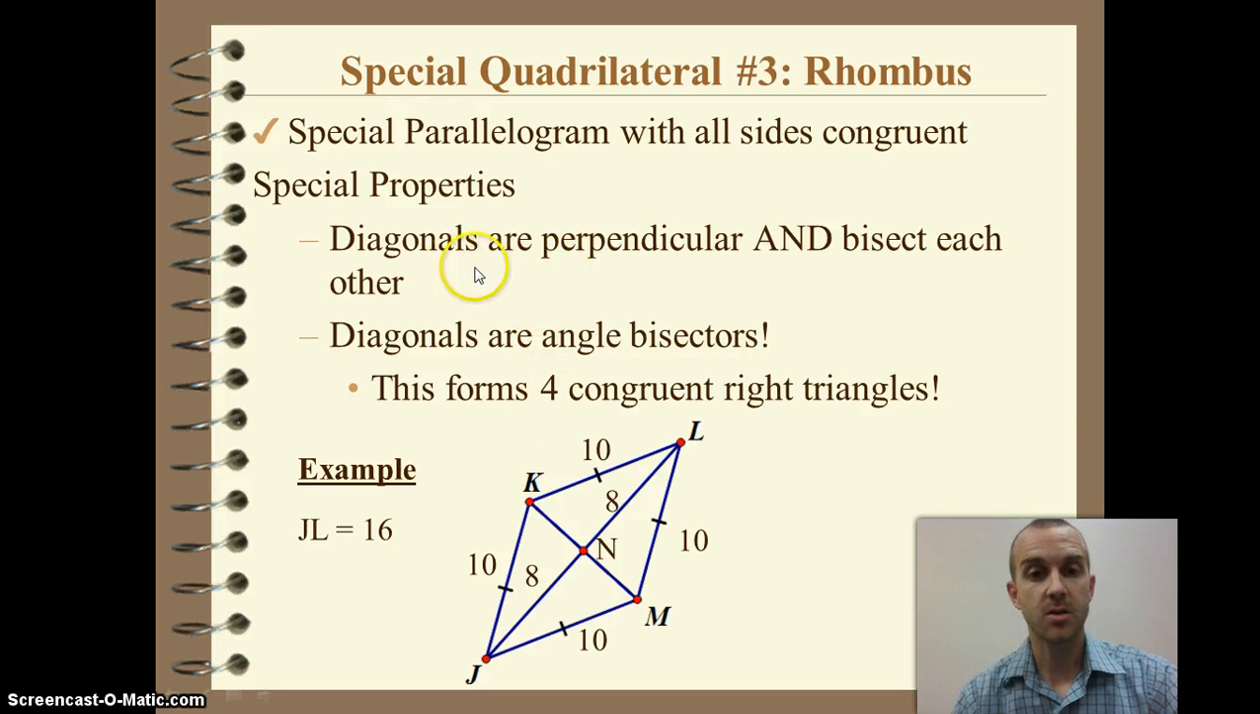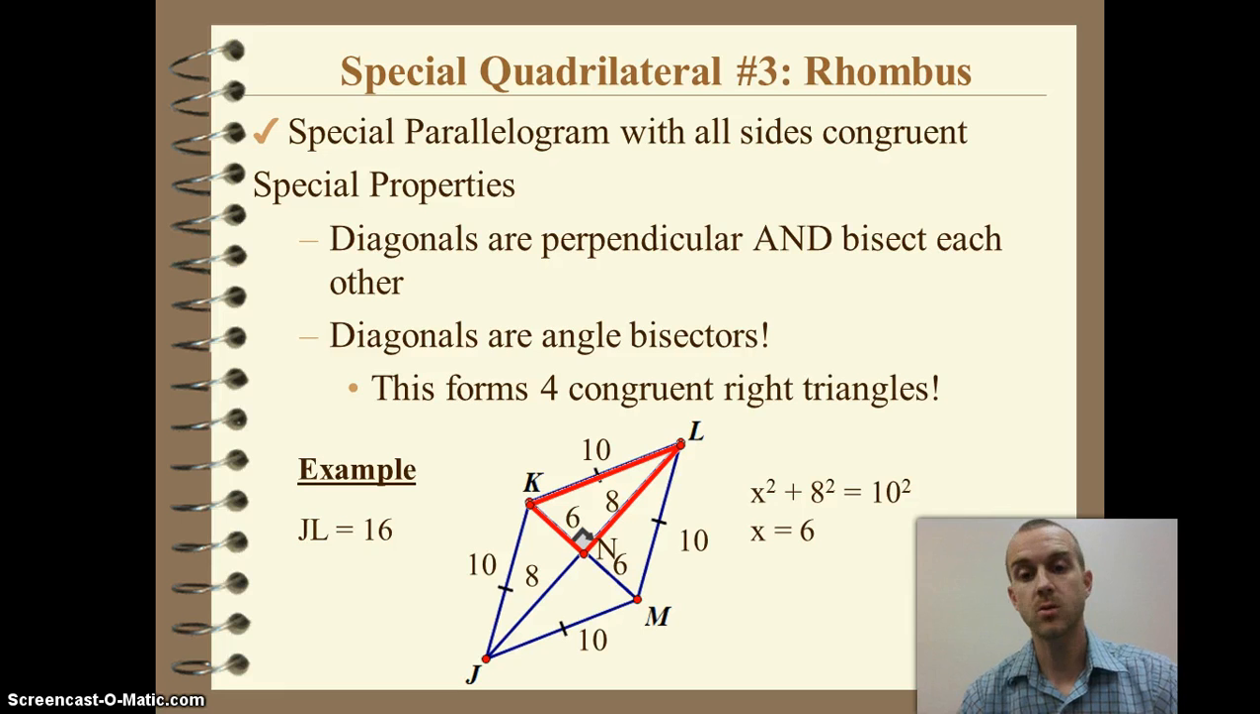Now, recognizing that they're also perpendicular, I would see that I have a right triangle here, and I can use the Pythagorean theorem to help me find the length of KN. That would tell me that KN would have to be 6, so NM would also have to be 6, and the length of KM would have to equal 12. So the diagonals are not necessarily equal to each other, but they bisect each other and are perpendicular.